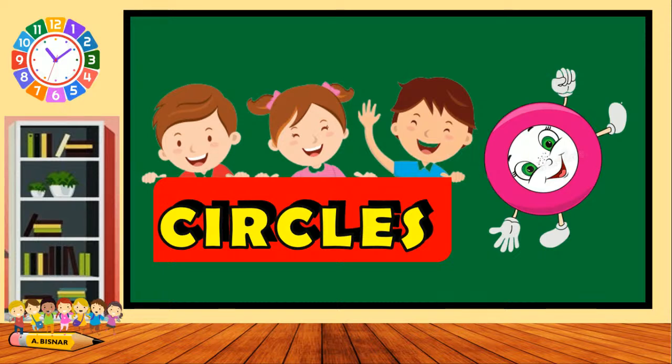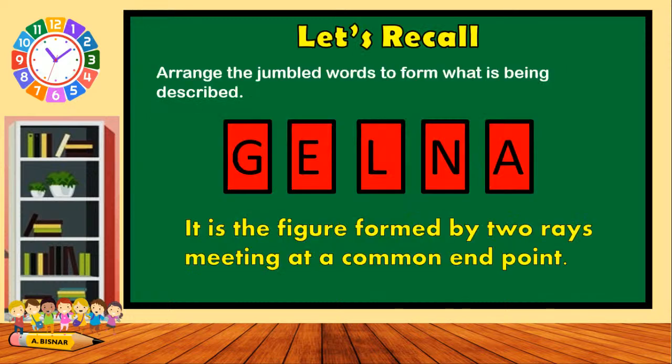Today's lesson will be about circles. But before we study this, let us have a short activity wherein you're going to arrange the jumbled words to form what is being described. Let us start. It is the figure formed by two rays meeting at a common endpoint. So, ayusin nyo yung mga letters to form what is being described.